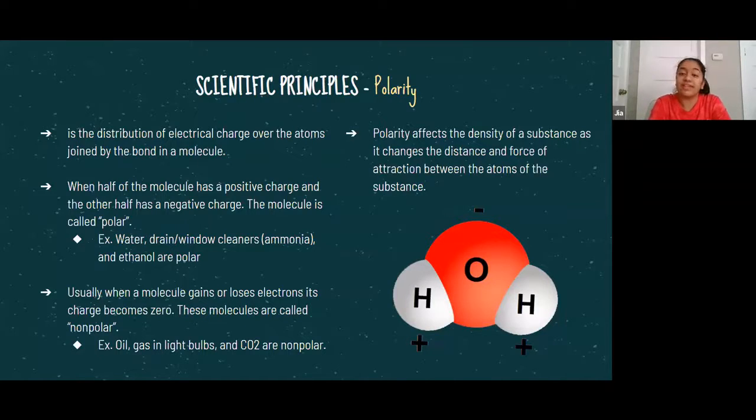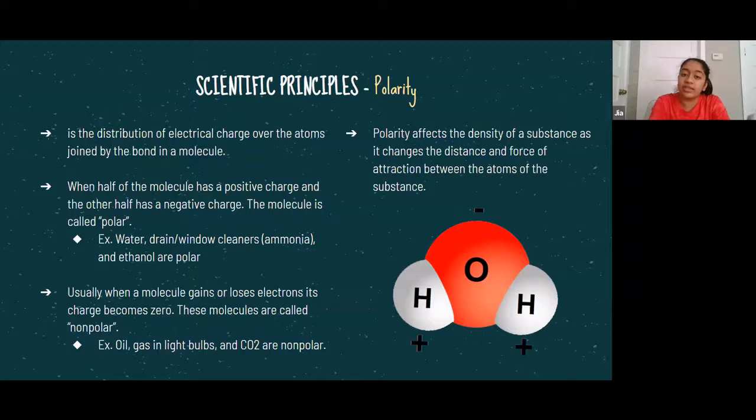Now, polarity affects density of a substance as it changes the distance and the force of attraction between the atoms within that molecule of the substance. To better explain this, let's take the example of oil and water. Oil and water are unable to mix with each other because they have a different force of attraction acting between their molecules. This does not allow them to mix together.